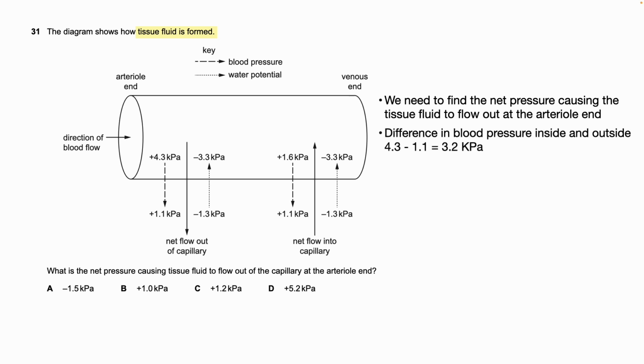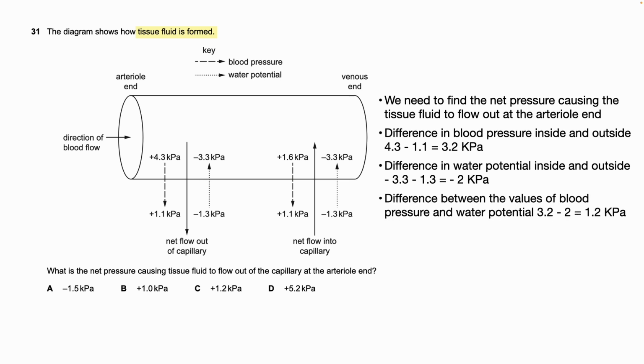The difference in the blood pressure inside and outside is 4.3 minus 1.1, which is equal to 3.2 kPa. Then the difference in water potential inside and outside is minus 3.3 minus 1.1, which is minus 2 kPa. So the difference between the values of blood pressure and water potential, 3.2 minus 2, is 1.2 kPa. So the answer is C, 1.2 kPa.